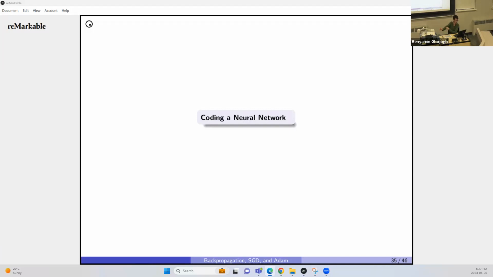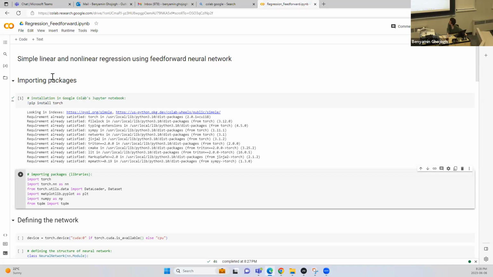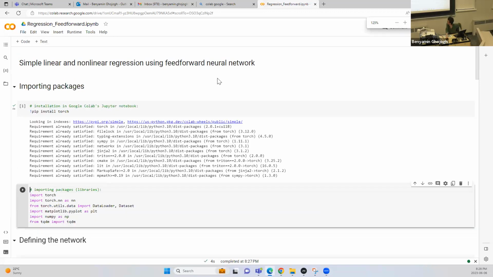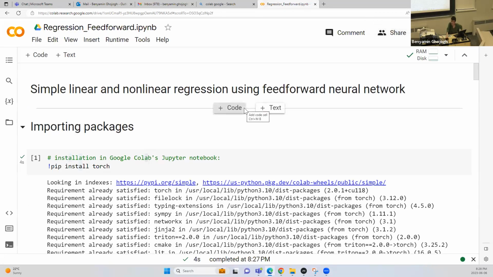Okay, now we want to code a neural network. So theory is enough now for a while. Let's code it. Deep learning is a combination of theory and code, but it's not only code. It's theory and then code. So let's do simple linear and nonlinear regression using a feed-forward neural network. Then I'm going to use, I think I'm using PyTorch as far as I remember.